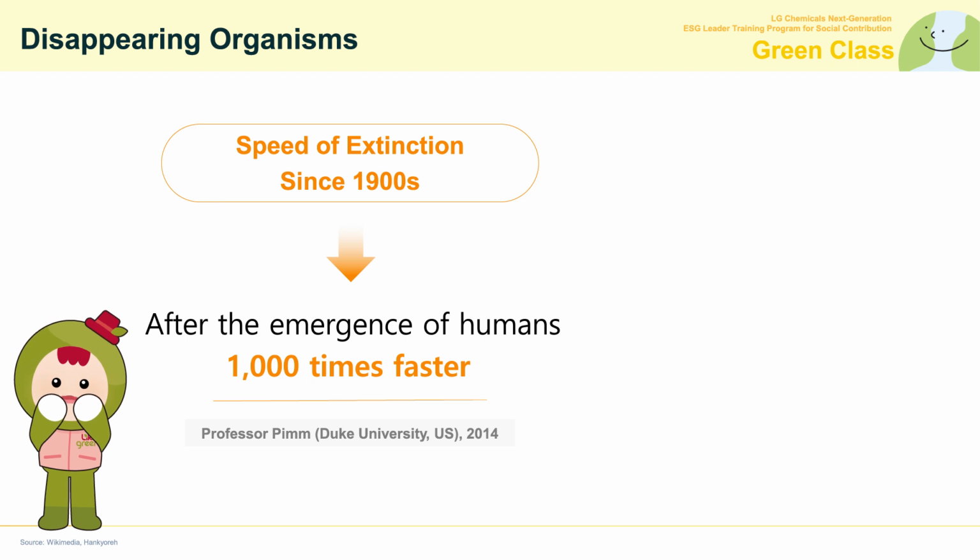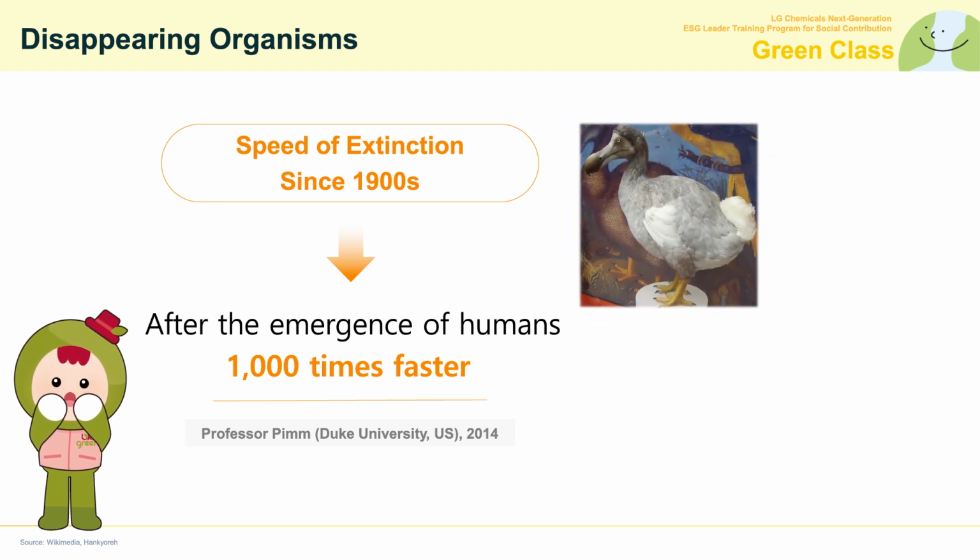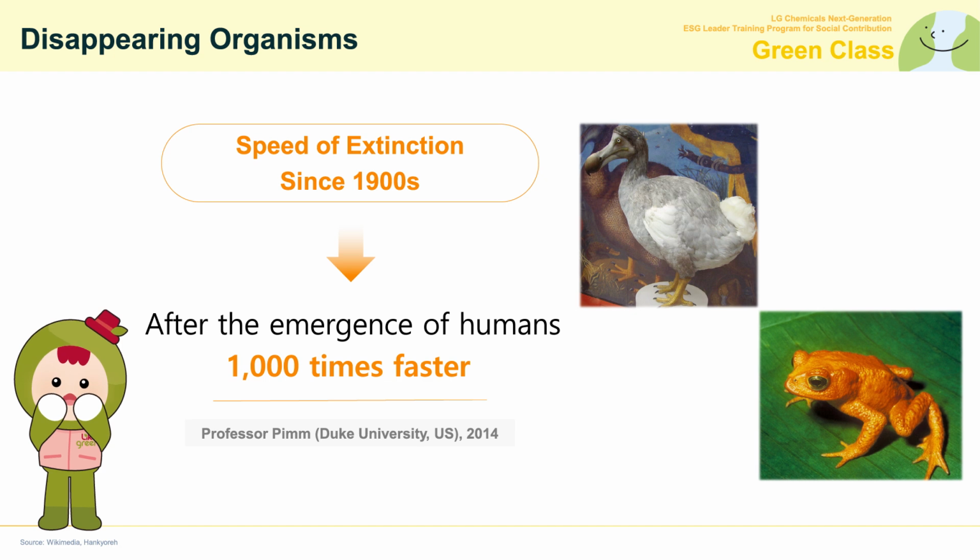Let me introduce you to 2 extinct organisms. Dodos were birds on an island that couldn't fly. However, people came into the island and caught them. Also, organisms from the outside came into the island with the people and ate their eggs, making their offspring disappear and go extinct.